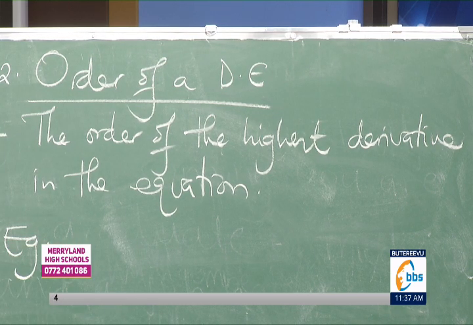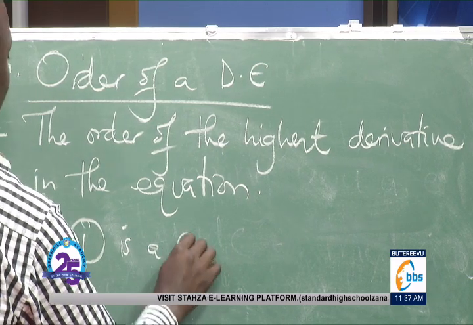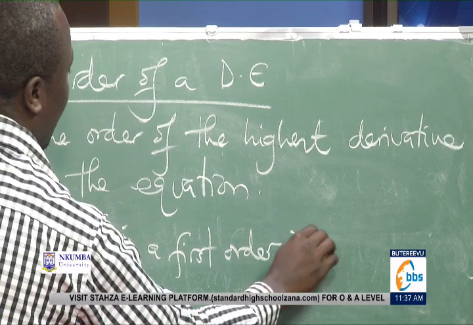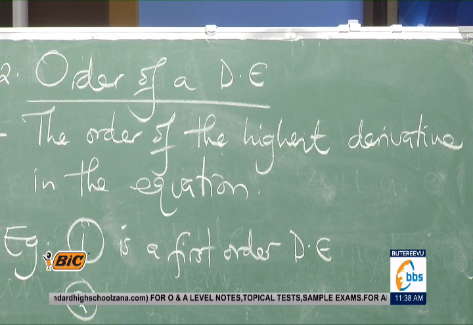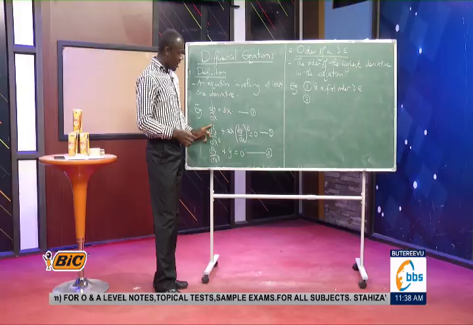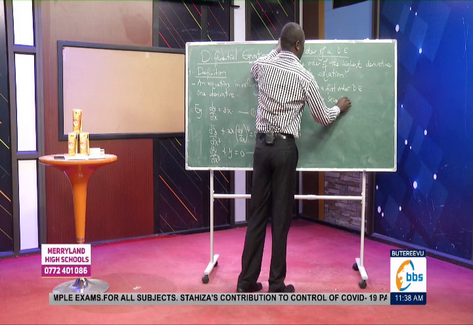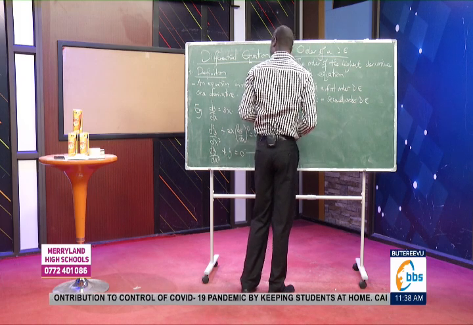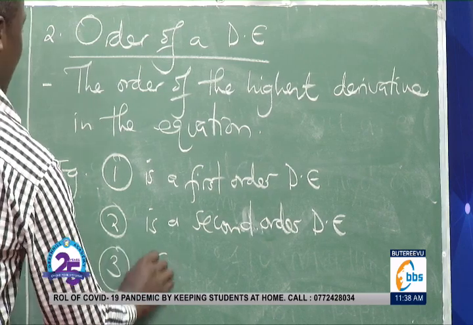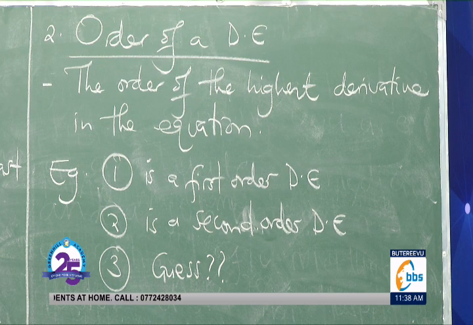For example, here, this is the highest derivative, and it's of order 1. It's a first derivative. And so 1 is a first order differential equation, and it's ordinary. Then 2, this one here, the highest derivative is this second derivative, and so 2 is a second order ordinary differential equation. And then, of course, 3, that one you can guess. So that is the order of a differential equation.